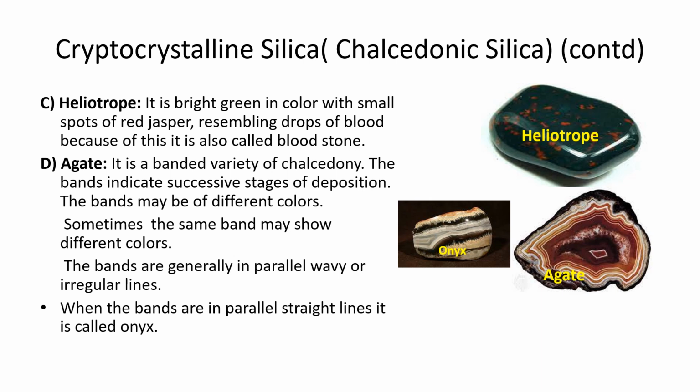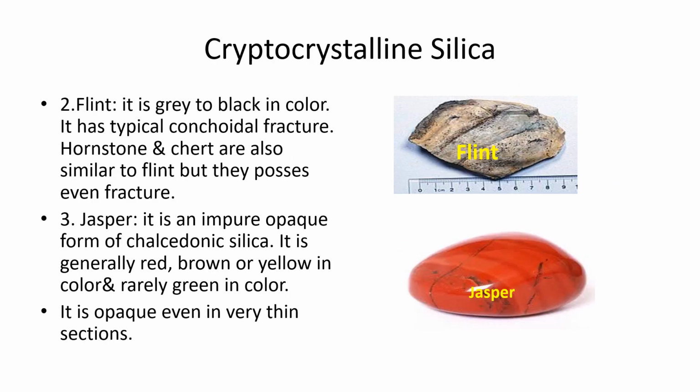Another variety is known as agate. Here it is a banded variety of chalcedony. If the chalcedony is banded, that is known as agate. The bands indicate the successive stages of deposition, and these may be of different colors. You can see the different colors in the onyx. The bands are generally in parallel wavy or irregular lines in agate, but when the bands are parallel straight lines, then it is called onyx. All these are the cryptocrystalline or chalcedonic varieties.